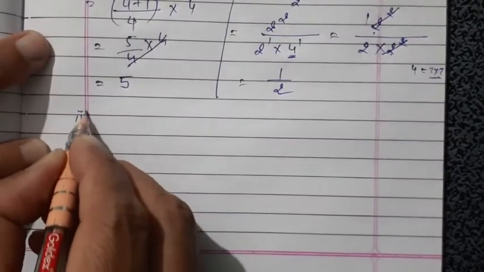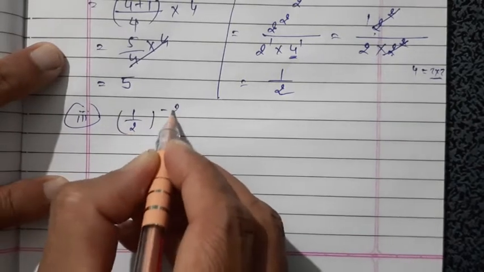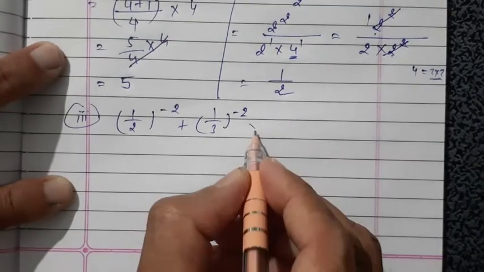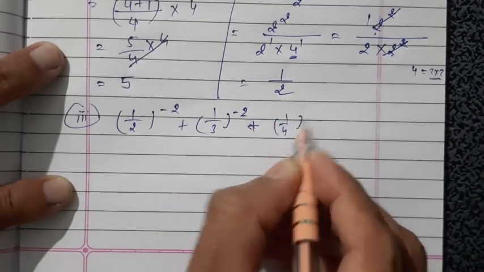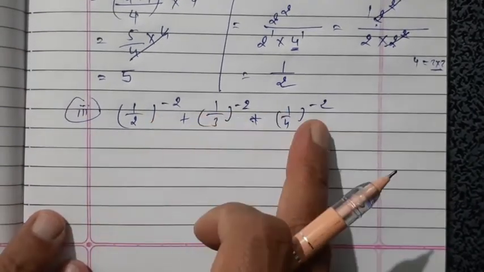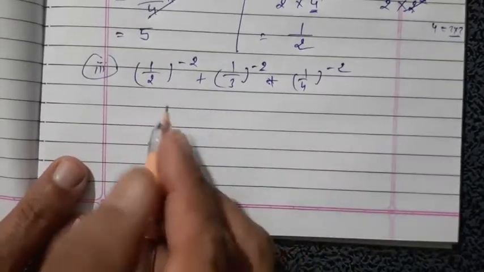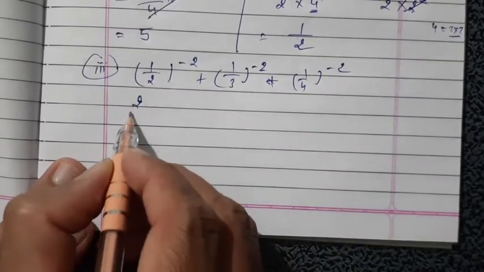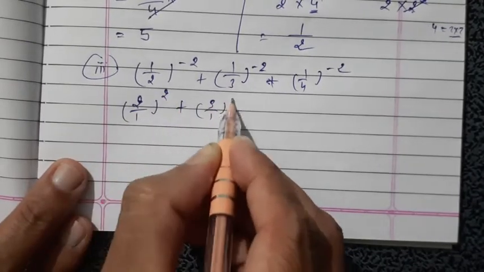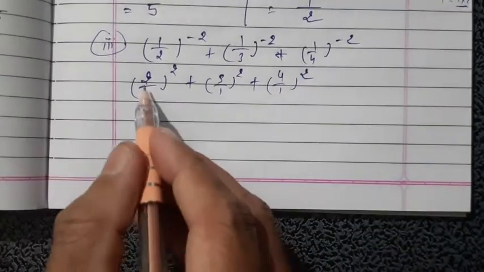Third one: 1 upon 2 raised to minus 2 plus 1 upon 3 raised to minus 2 plus 1 upon 4 raised to minus 2. Look, all are fractions and all are having negative power. So what to do? Write down the reciprocal of that one. Okay. So the reciprocal of 1 upon 2 is 2 upon 1 raised to 2, plus 3 upon 1 raised to 2, plus 4 upon 1 raised to 2.